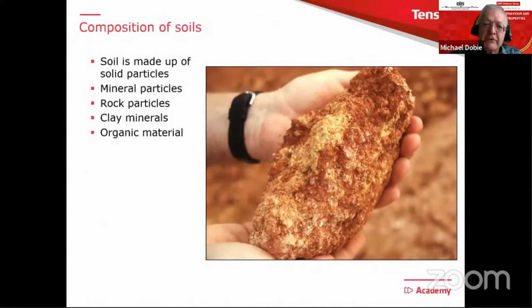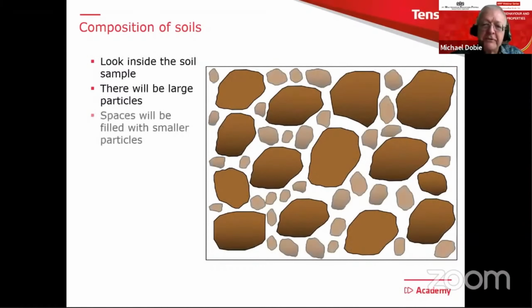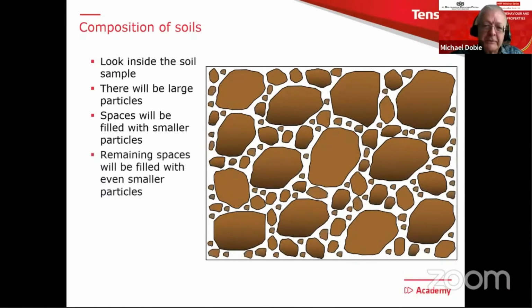Here's a nice sample of soil. It's actually a piece of weathered granite from a site in Malaysia. And it's made up of a number of different particles: mineral particles, rock particles, maybe clay minerals, maybe some organic material. So if we look inside it and we look at the particles, we're going to have some large ones and then some smaller ones and some even smaller ones and some very small ones.